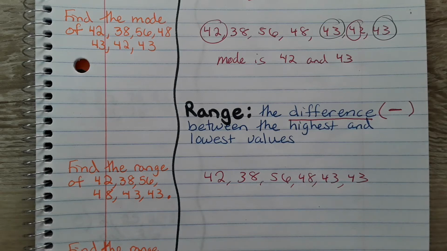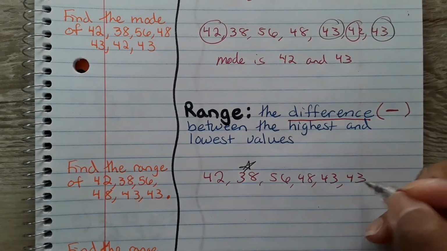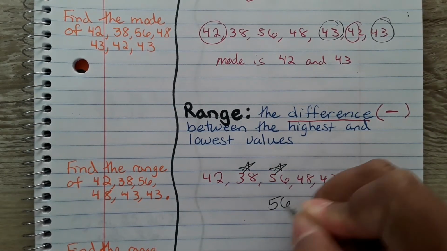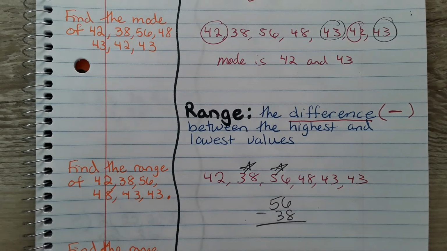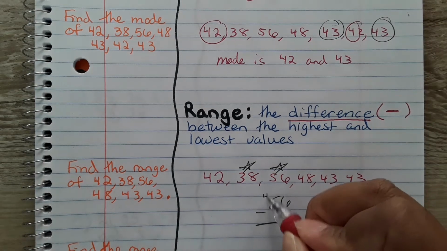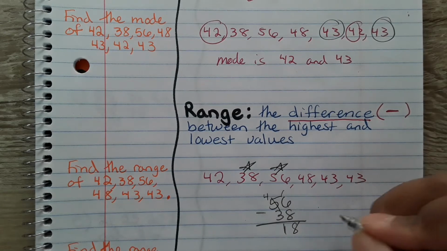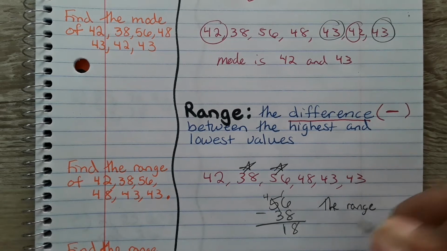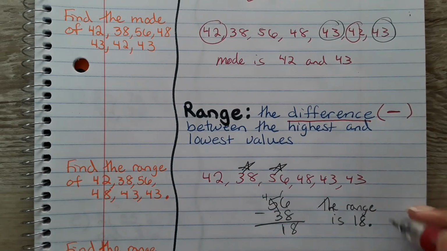I'm looking for the smallest number I have, which is 38. The largest number I have, which is 56, and I find their difference. So I'm simply doing 56 minus 38. That's going to get me the range. And 56 minus 38, we're going to have to borrow or regroup. That becomes 16, 8, and 1. So my range is 18. That's the distance from my smallest number to my largest number.